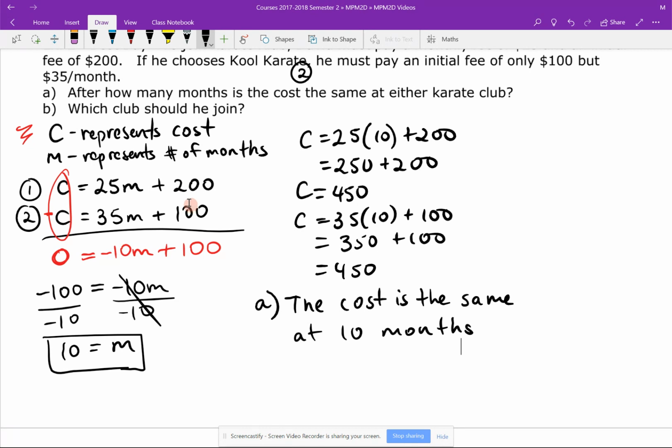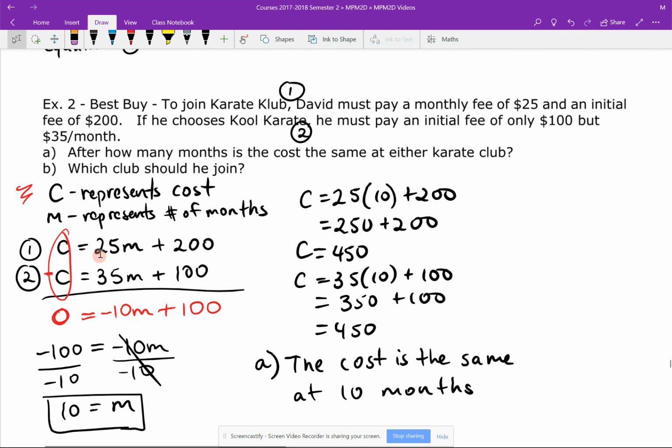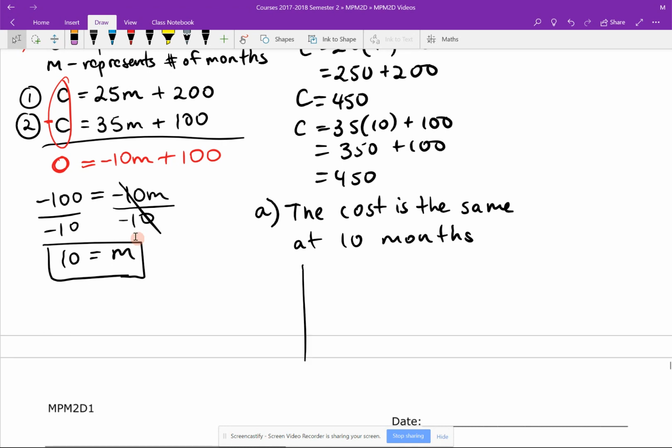If he wants to be a member for more than 10 months, he should choose the Karate Club. Why? Because the Karate Club has a smaller monthly fee. If you imagine, or even sketch a graph of this, Karate Club starts at $200, but its slope is not as steep. Its slope is only 25 a month. The other club is Cool Karate. They start at $100, but their monthly fee is a little bit more expensive. So over a long period of time, it'll be more expensive. So here's where they meet. That's my 10 months.